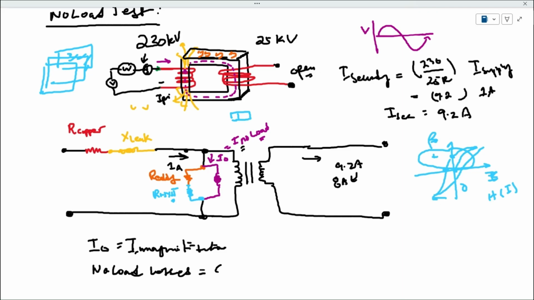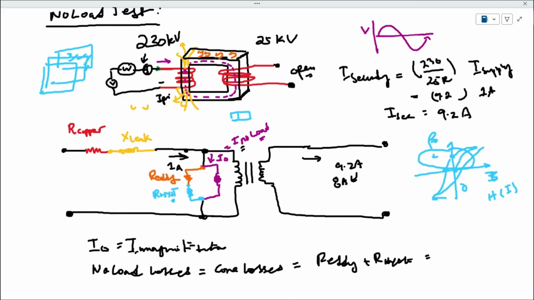These are also sometimes called core losses, because remember the copper and the leakage did occur somewhat in the core, but the leakage was the magnetic fields that left the core, and the copper losses, of course, are happening in the copper. So the no load losses, because the R eddy and the hysteresis are happening in the core, you call them core losses. And they are made up of both the R eddy plus the R hysteresis.